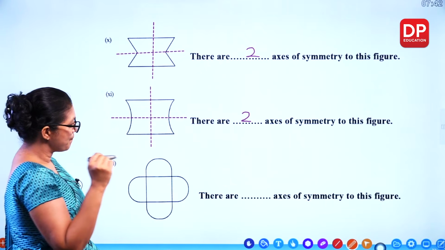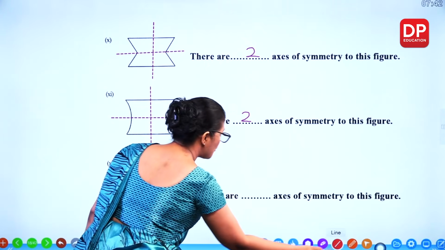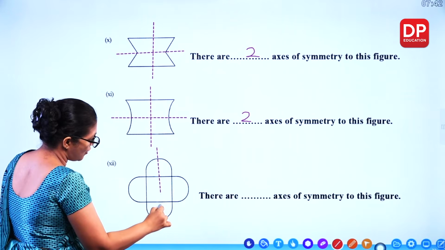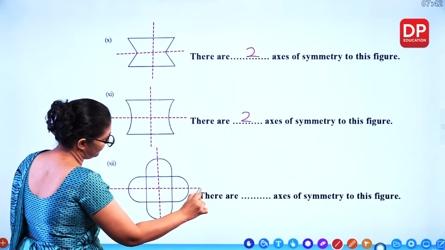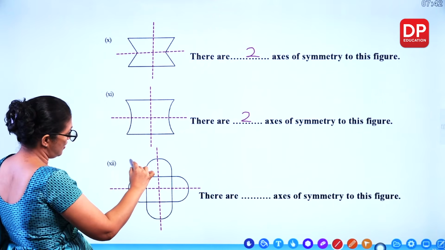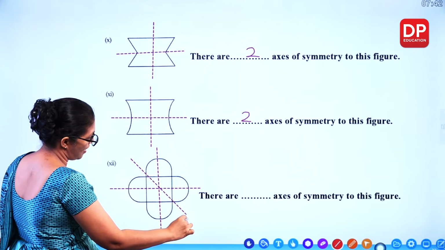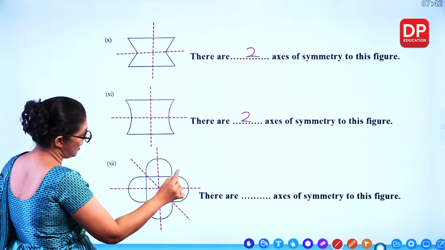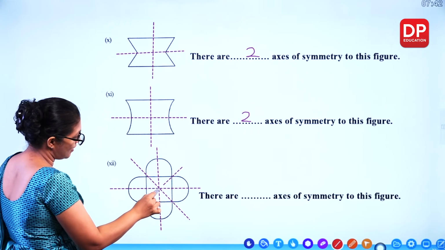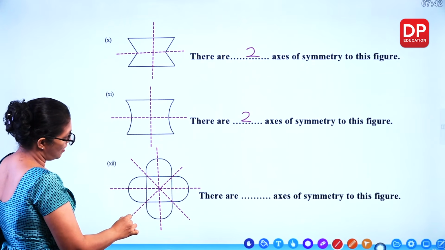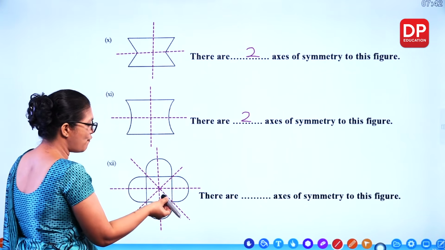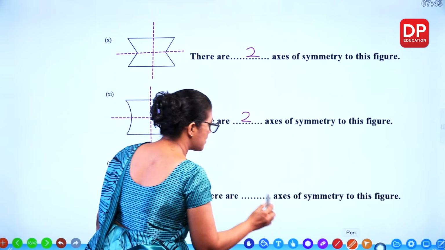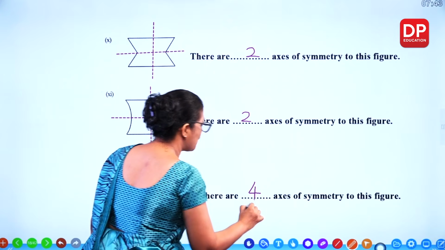This figure, how many axes of symmetry are there? You can draw a line here, this one. This way also you can draw another line, and this way another line. So how many lines are there? 1, 2, 3, 4. 4 axes of symmetry to this figure.